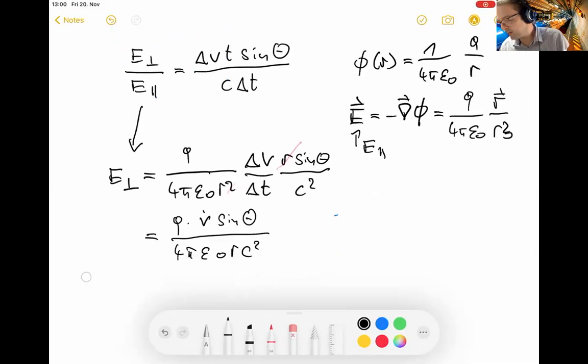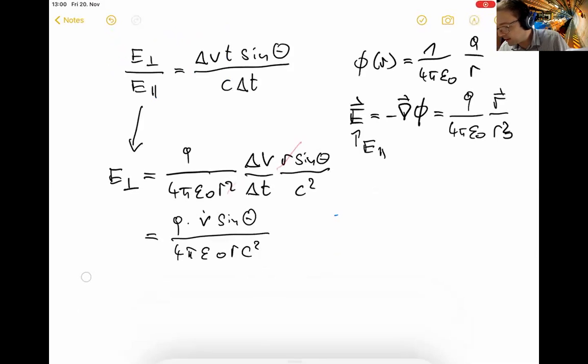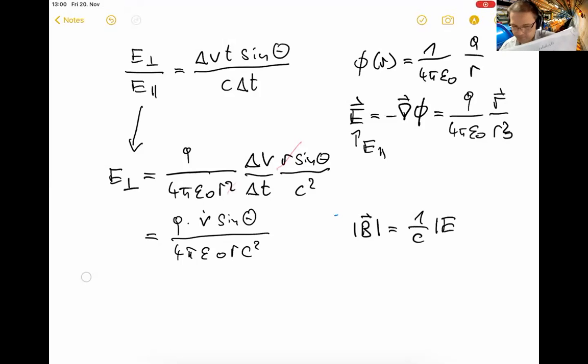H bar doesn't appear, but all the factors of c do, because we're using SI units, because somebody has to pay for this. Now, we know that for radiation in the vacuum, the magnitude of the B field in SI units is 1 over c times the magnitude of the E field. You can see this by looking at the plane wave solution, for example, of Maxwell's equations.